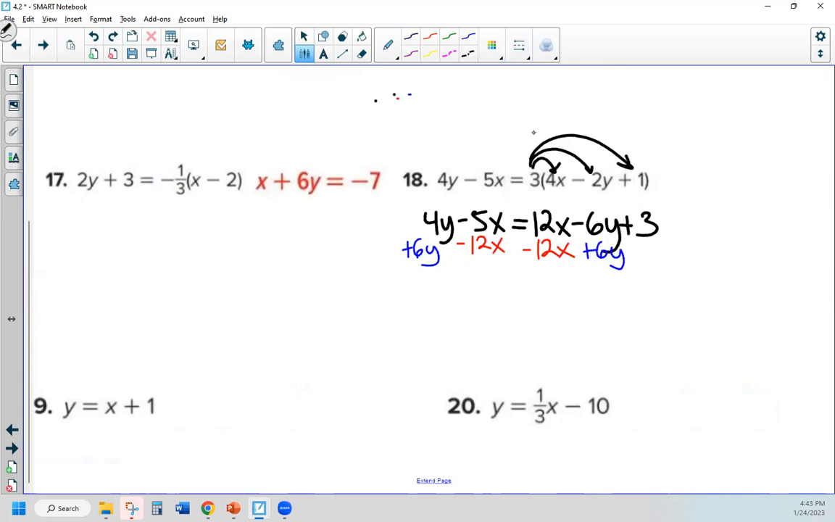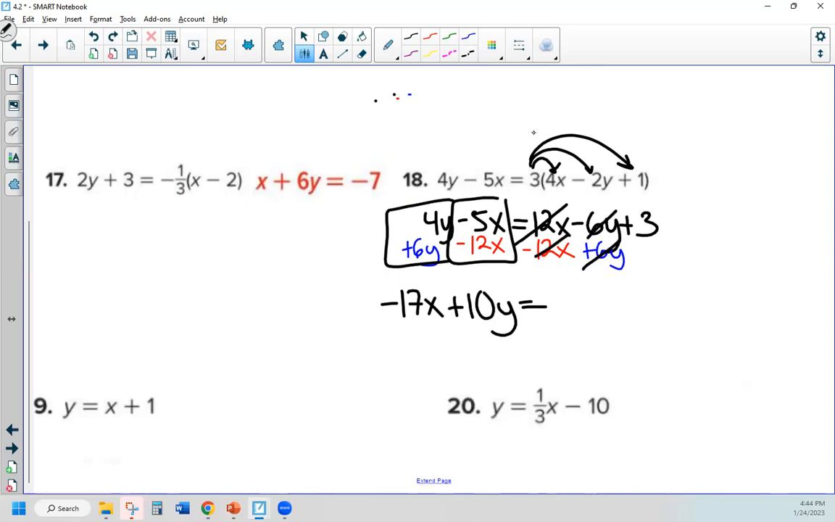All right, so what do we got? I want to write it in standard form. So I'll go ahead and deal with these numbers first because these are my x numbers. Negative 5 minus 12. They're both negative, so they're going to make more negatives. They're going to make negative 17. Then I got 4 right here plus 6 in my y's. That's going to give me a total of 10 y's. And then on this side, 12's canceled, 6 canceled, still just a 3 chilling.